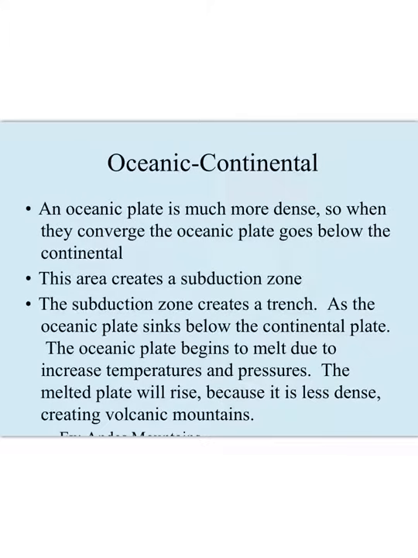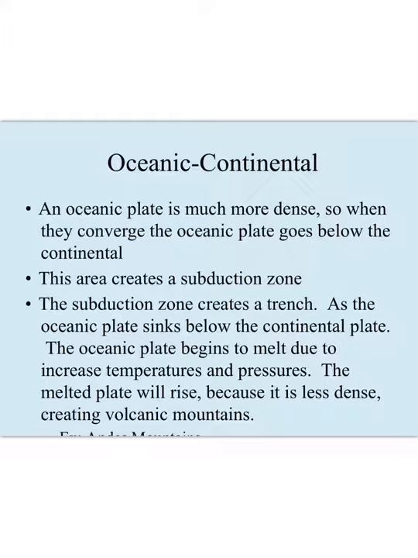Okay, so let's talk about each of these one at a time. First we have oceanic continental plate. An oceanic plate has a much higher density, so when the oceanic plate and the continental plate collide, the oceanic plate is going to sink down below the continental plate. That's what's going to create what we call a subduction zone. Subduct means to go down below. A subduction zone is going to create a trench in the ocean.